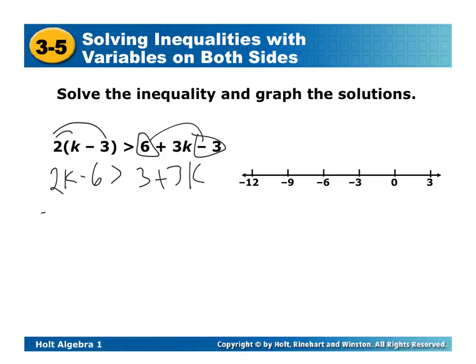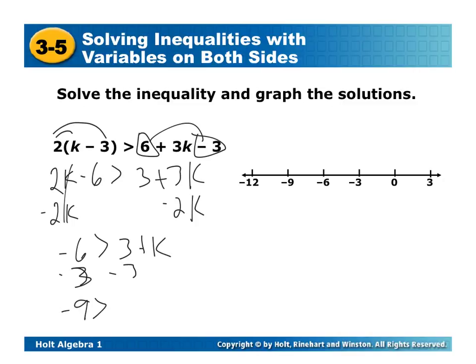Now I'm going to go ahead and subtract 2k from both sides. I'm going to have negative 6 is greater than 3 plus k. Go ahead and subtract 3 from both sides. And now I have negative 9 is greater than k. So it's going to be an open circle at negative 9, and our arrow is going to go to the left.